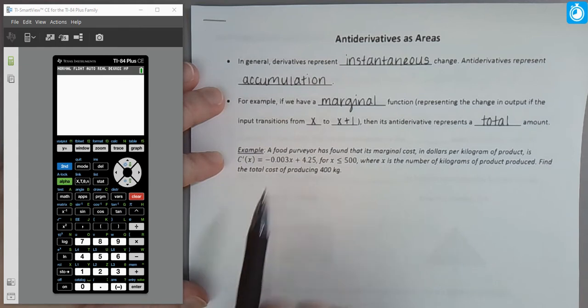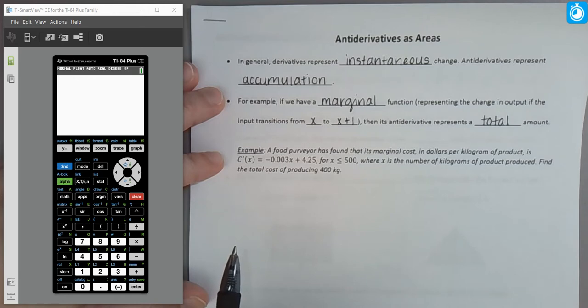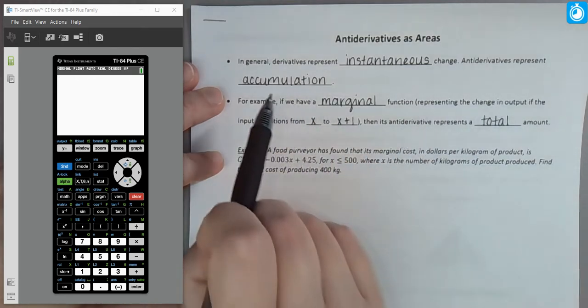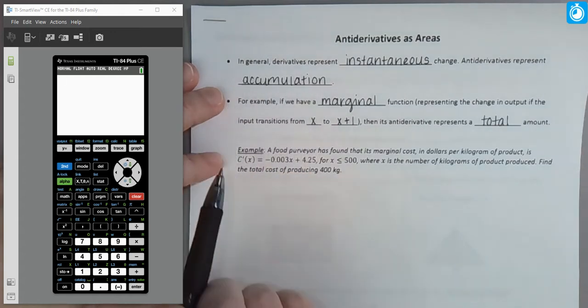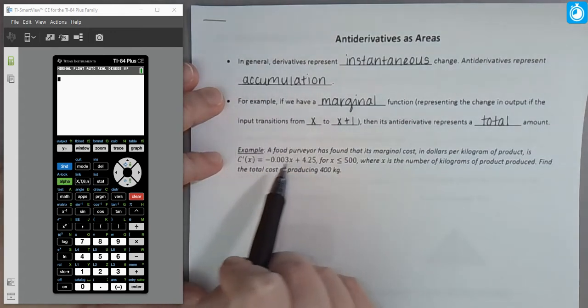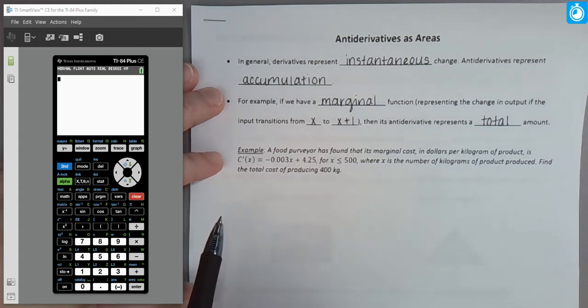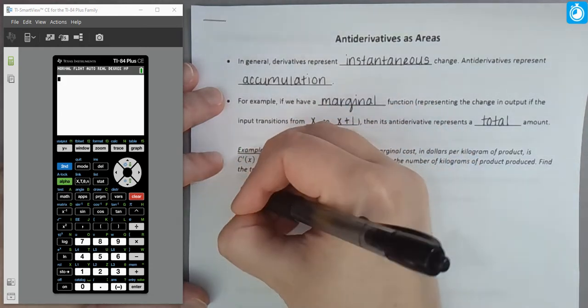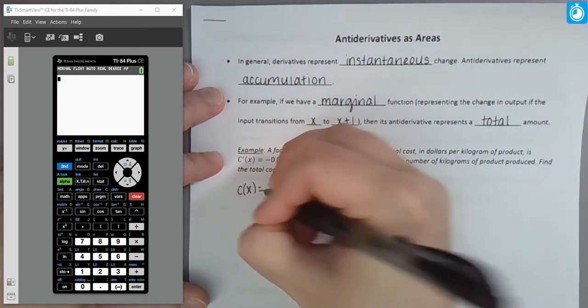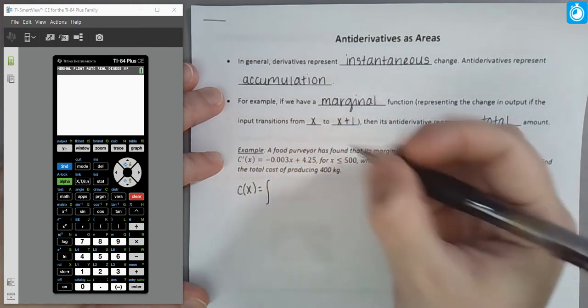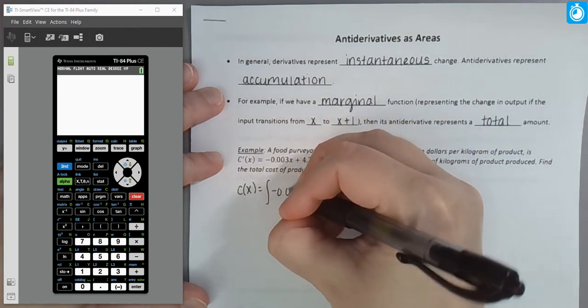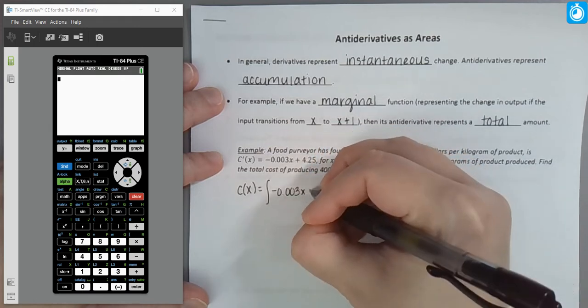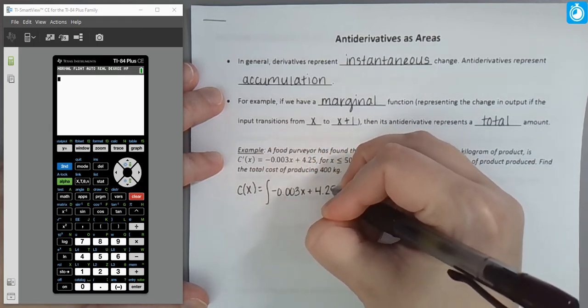We want the total cost. So in other words, we want to know how much does the first unit cost, how much does the second unit cost, all the way up to the 400th unit, adding all of those costs together, representing the accumulation of cost. So I'm going to take the antiderivative of this marginal function, in order to yield our total cost function. So the total cost function is going to be defined as the integral, the antiderivative of our marginal function.